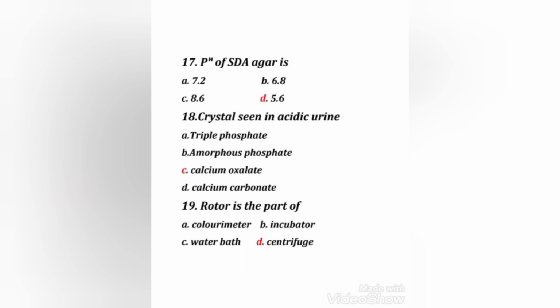Next question. Rotor is the part of colorimeter, incubator, water bath, centrifuge. The right answer is option D, centrifuge. Rotors have been constructed mainly from metal alloys. Rotor is used to house the tubes where separation occurs. There are two main types of centrifuge rotors, fixed angle or swinging bucket type. So here the right answer is option D, centrifuge.